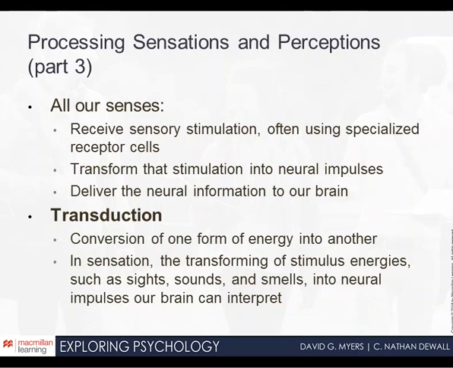So that leads us to transduction, the conversion of one form of energy into another. In sensation, the transforming of stimulus energies such as sights, sounds, and smells into neural impulses our brain can interpret. So one of the purposes and one of the functions of our specialized sensory receptor cells is to take these stimulus energies out in the environment and transduce them into a form of stimulus, a form of information that we can utilize in our brain.